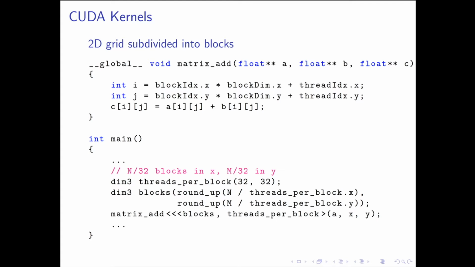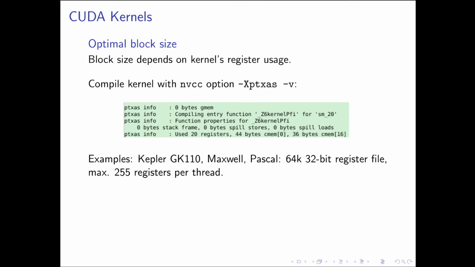In the following, I'm only going to repeat a couple of things that we already discussed. We already discussed the occupancy calculator, and we know that it can help us to compute the ideal block size. The ideal block size depends on the registers that are used by the kernel. In order to find out how many registers our kernel uses, we have to pass a compiler option to NVCC, in particular ptx-as -v, where -v means verbose, and ptx-as is the PTX assembler.